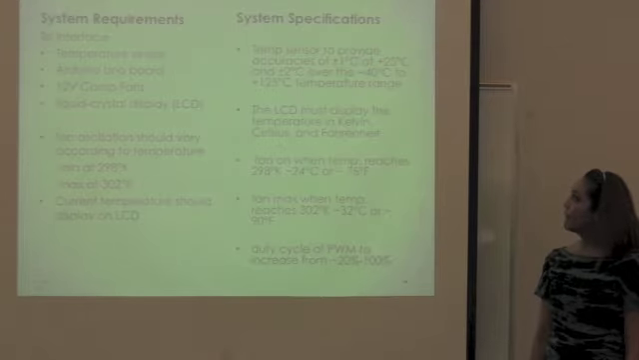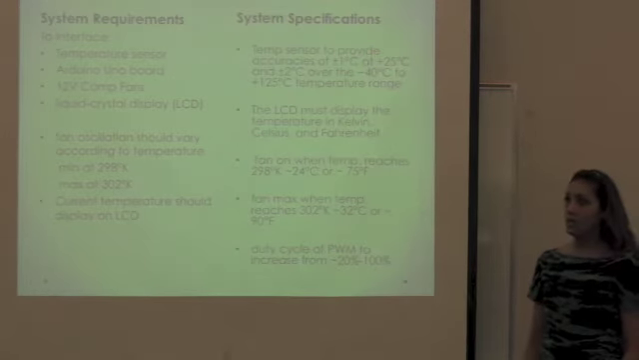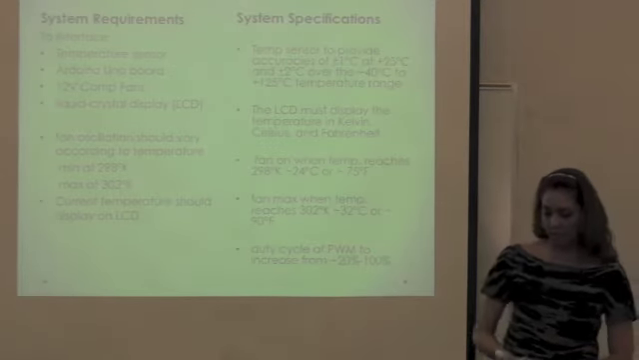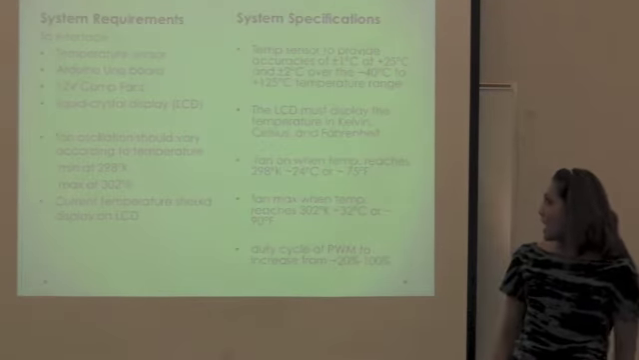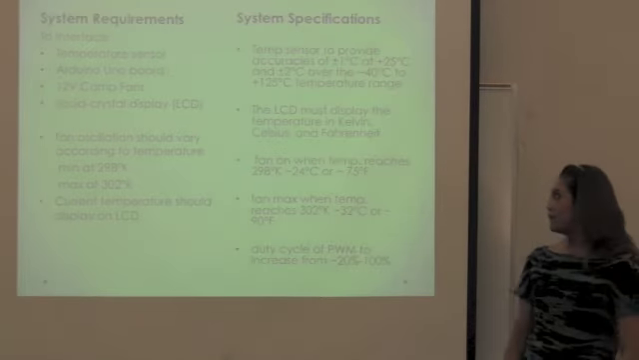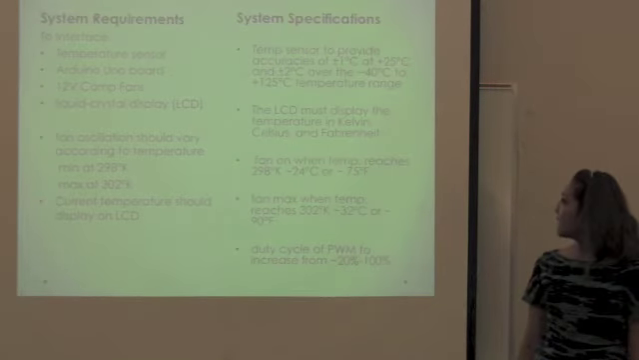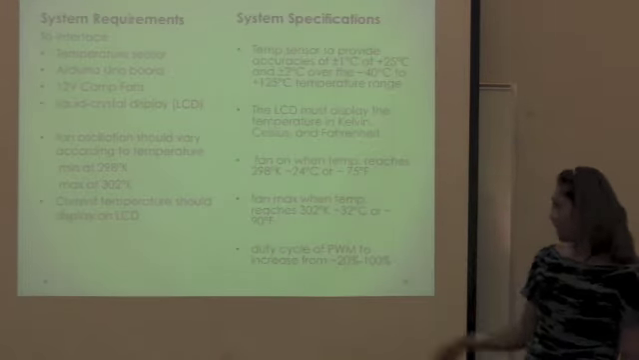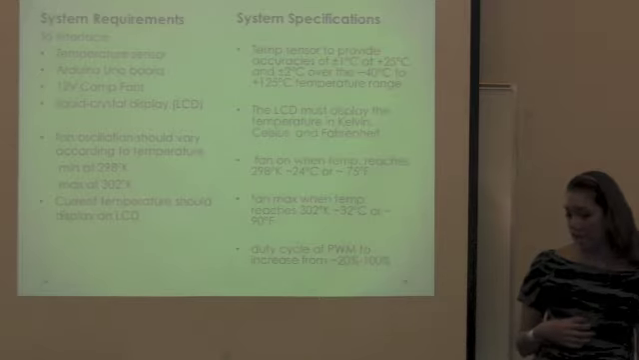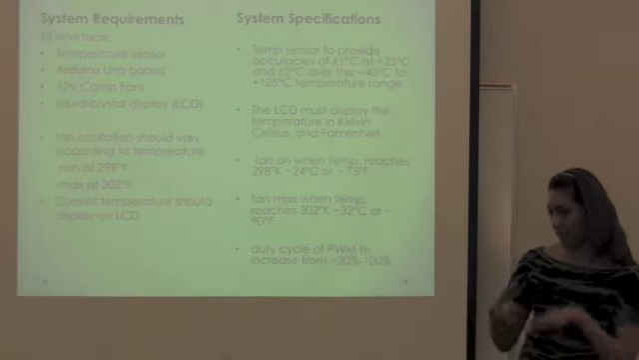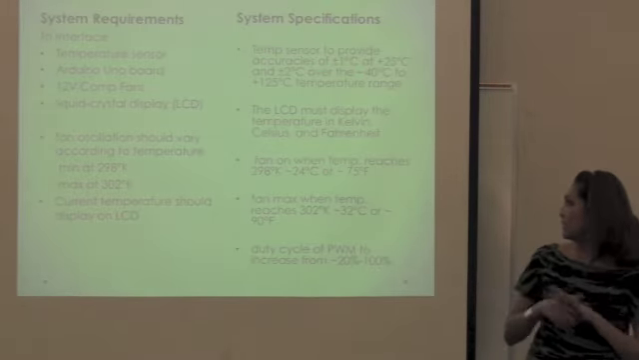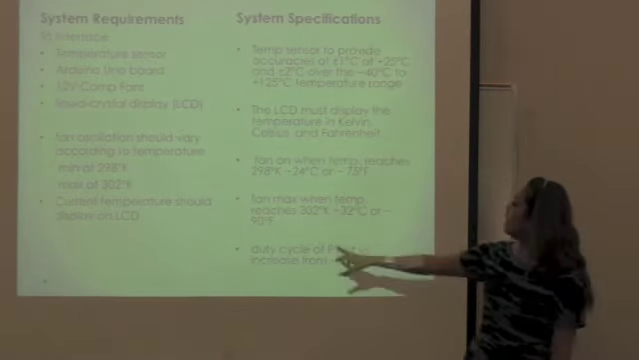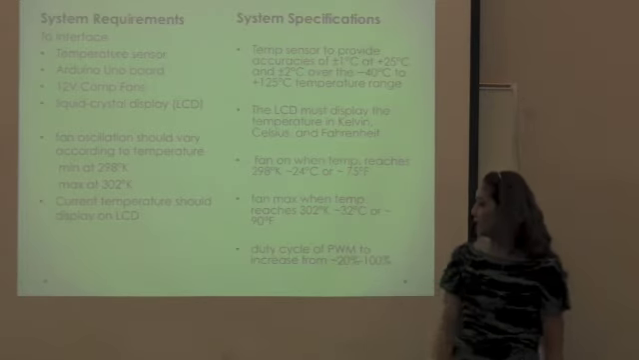And the LCD, we wanted it to display the different temperature ranges, Kelvin, Celsius, and Fahrenheit, on the push of a button. Oh yes, the fan, like I said previously, the minimum should be 298, and so the fan would turn on when the temperature was 298 Kelvin, and it would turn off when it reached 302, and here are the different temperatures in Celsius and Kelvin.